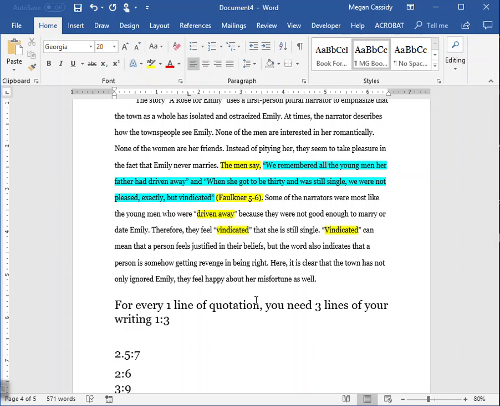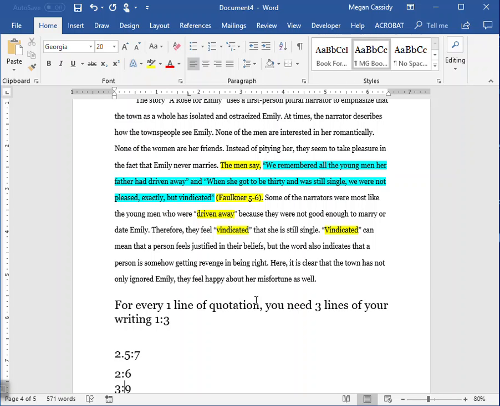So instead of having that really good analysis that we get in this paragraph, we just have quote and quote and quote and quote. So we have something like, the men said, we all remember the young men her father had driven away. And the women say, us women thought blah blah blah. And another time the men say, we men think blah blah blah. Yeah, you don't need all of that.